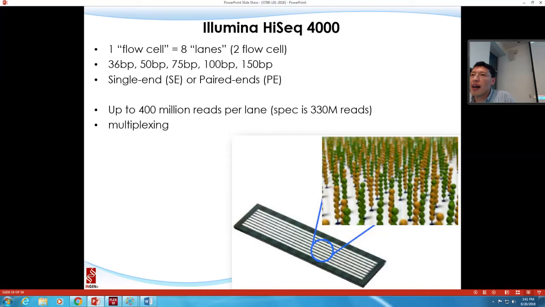So now let me explain the Illumina sequencing technology. The first one I want to mention briefly is the HiSeq 4000. This is a platform that is available in our lab in the R3 building as well. It has a flow cell design, and each flow cell has 8 lanes. It can sequence anywhere from 36 bases to 150 bases, and it can sequence single end, the DNA molecule from one end only, or both ends. In each lane, it gives you up to 400 million reads per sequencing lane, and the specs guarantee 330 million reads. When we do the data analysis, normally we will do multiplexing. So let me show you what the flow cell looks like.